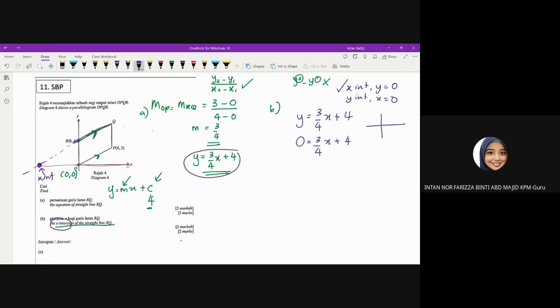Okay, so now since 3 over 4 is positive on this side, I leave it here. I'll bring this one to the other side, so it's negative 4. Bring up, so we have 3x equals negative 16. So we want the x only, right? So divide both sides by 3. So we have x equals negative 16 over 3. Done. Okay, all right. So now let's move on to the next one.